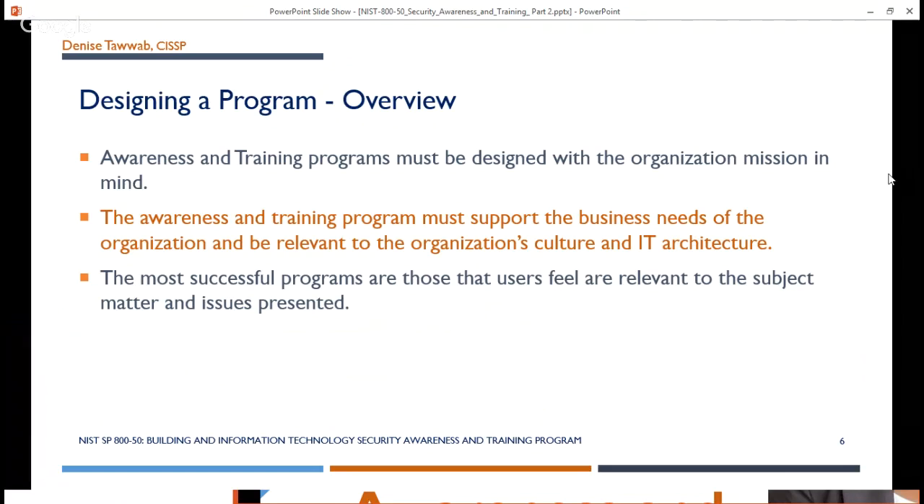Awareness and training programs must be designed with the organization's mission in mind. The program must support the business needs of the organization, and it must be relevant to the culture and to the IT architecture within the organization. The most successful programs are those that users feel are relevant to the subject matter and to the issues that are presented.